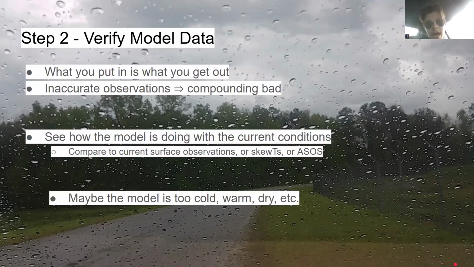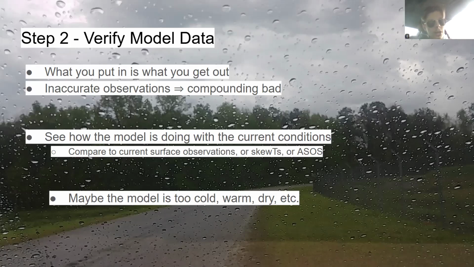Next, you want to verify model data. What you put in is what you put out. So basically, you're going to look at the models and see how they're handling the current conditions. If right now it's wrong, like let's say it says that it's 62, but it's really 54, well, that's a problem. So that might not be a model you want to use because what you put in is what you get out. So inaccurate observations, inaccurate data compounds over time and is going to be more inaccurate.